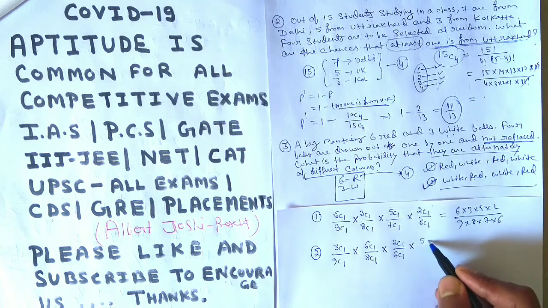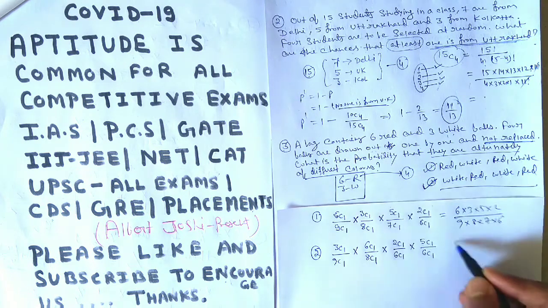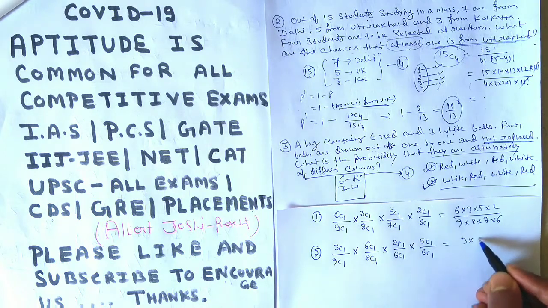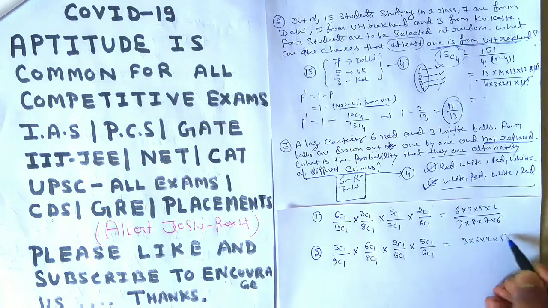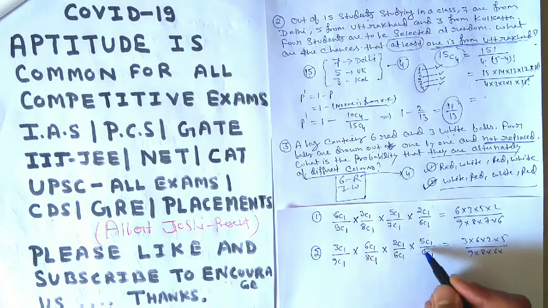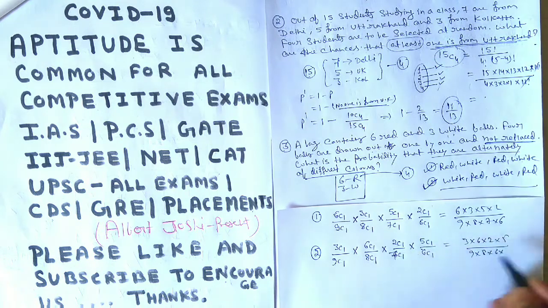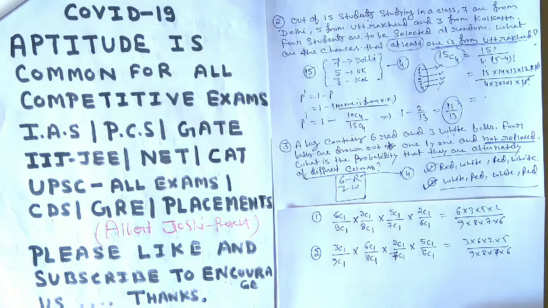So there are 5 balls left. Out of 5 you have to select 1. And out of 6 you have to select 1. So your answer is 3 into 6 into 2 into 5 upon 9 into 8 into 6 into, sorry, this is 9, 8, this is 7, sorry. This is 7 into 6.